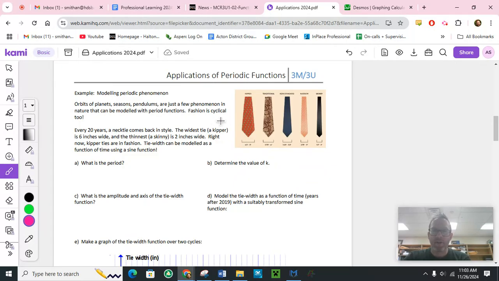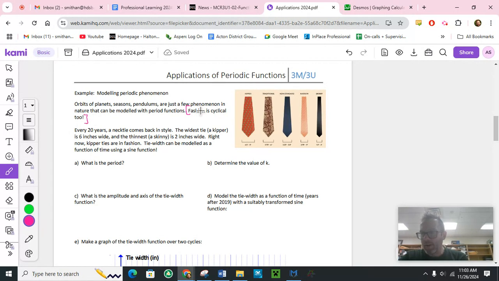The last question had to do with the moon spinning around the Earth and the Earth rotating, and a lot of things like that are periodic, but a lot of things in not just nature, but in real life can be modeled with periodic functions. So I've made up this kind of gag question. Some fashion is cyclical too.